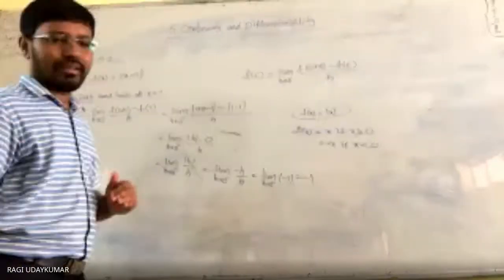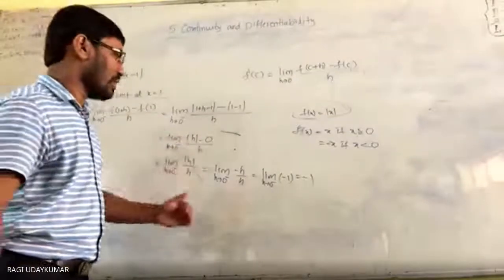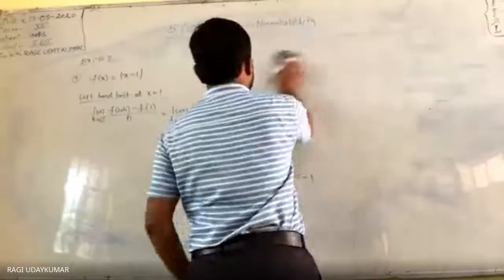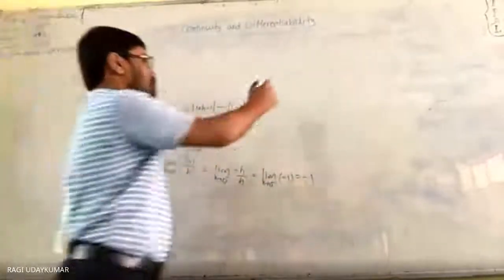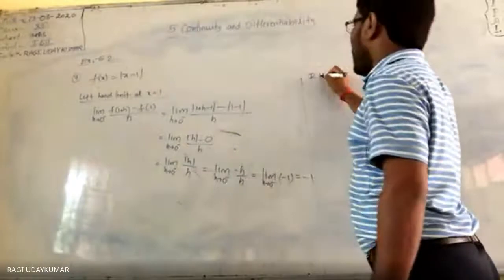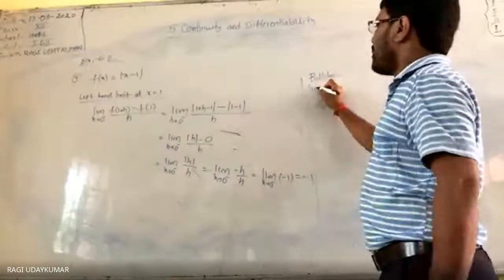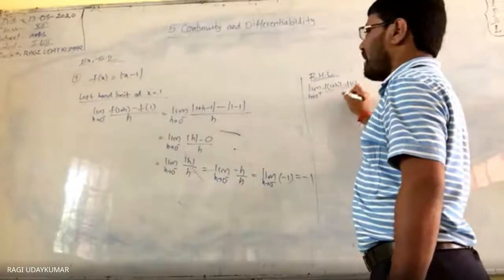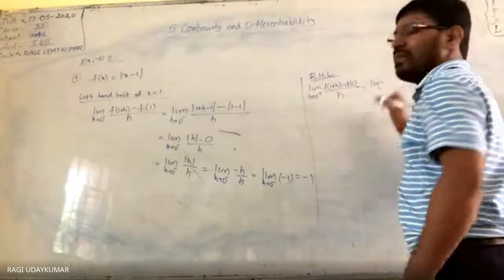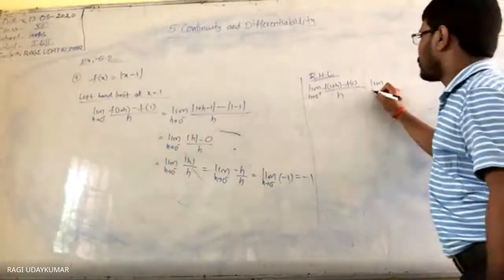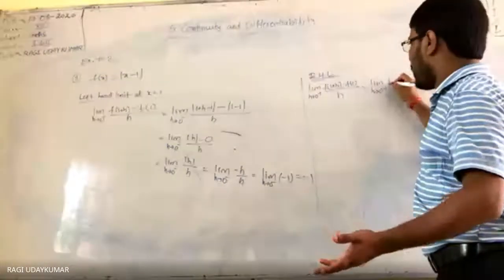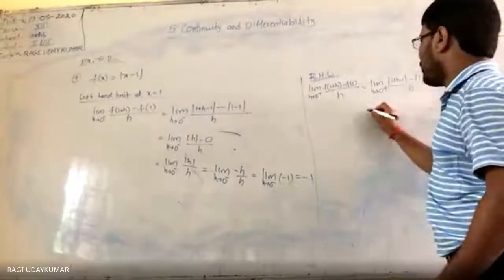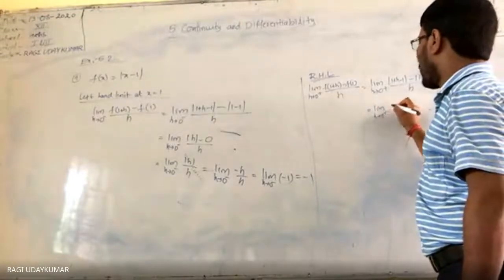So this is the left hand limit. The left hand limit you are going to get is minus 1. In the same way, if you take the right hand limit of this function at x equals 1, limit h tends to 0 plus of f of 1 plus h minus f of 1 by h, which is equal to limit h tends to 0 plus of 1 plus h minus 1 minus 1 minus 1 by h, which is equal to limit h tends to 0 plus 1 minus 1.